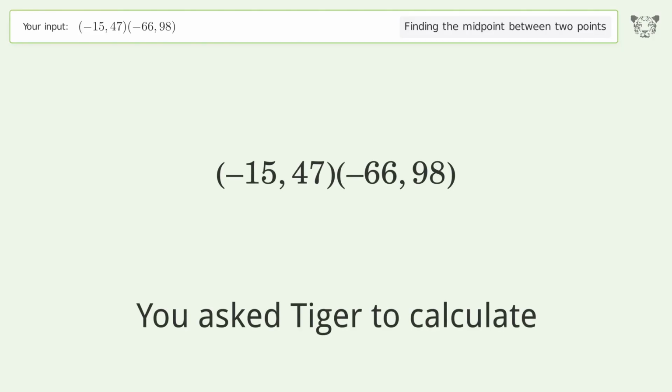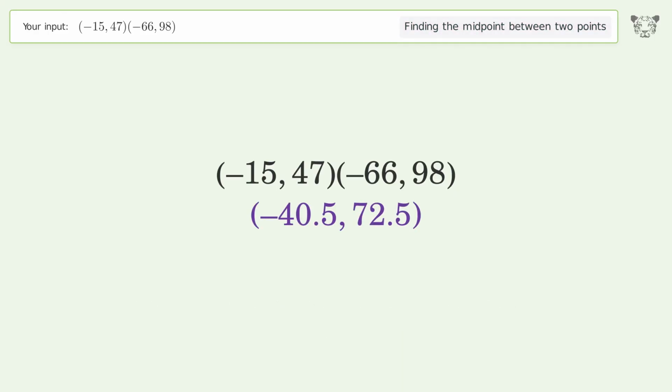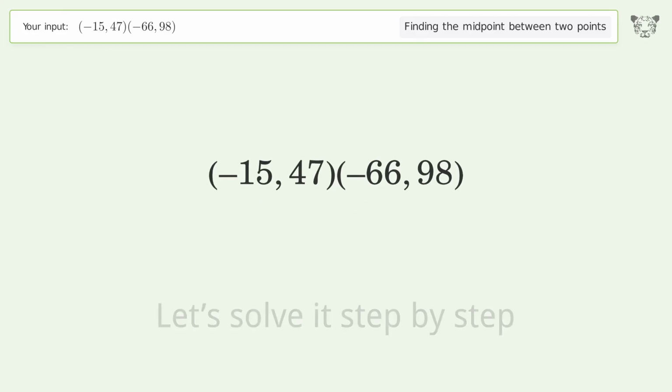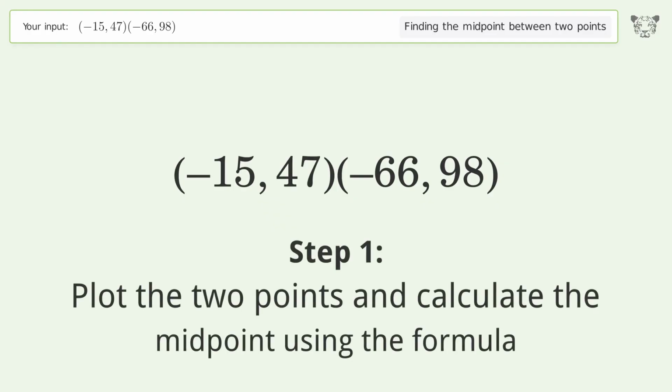You ask Tiger to calculate. This deals with finding the midpoint between 2 points. The midpoint between the 2 points is negative 40.5, 72.5. Let's solve it step by step. Plot the 2 points and calculate the midpoint using the formula.